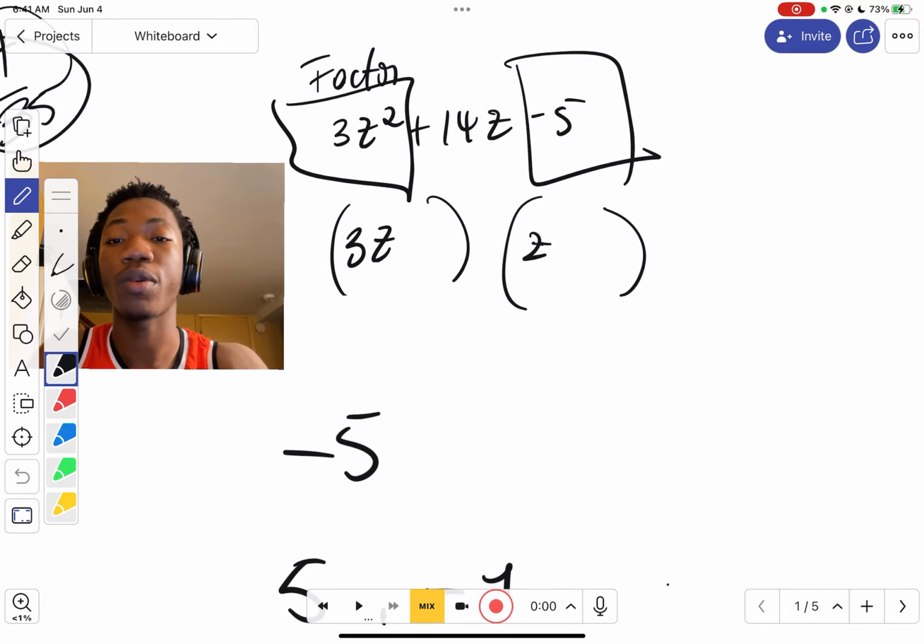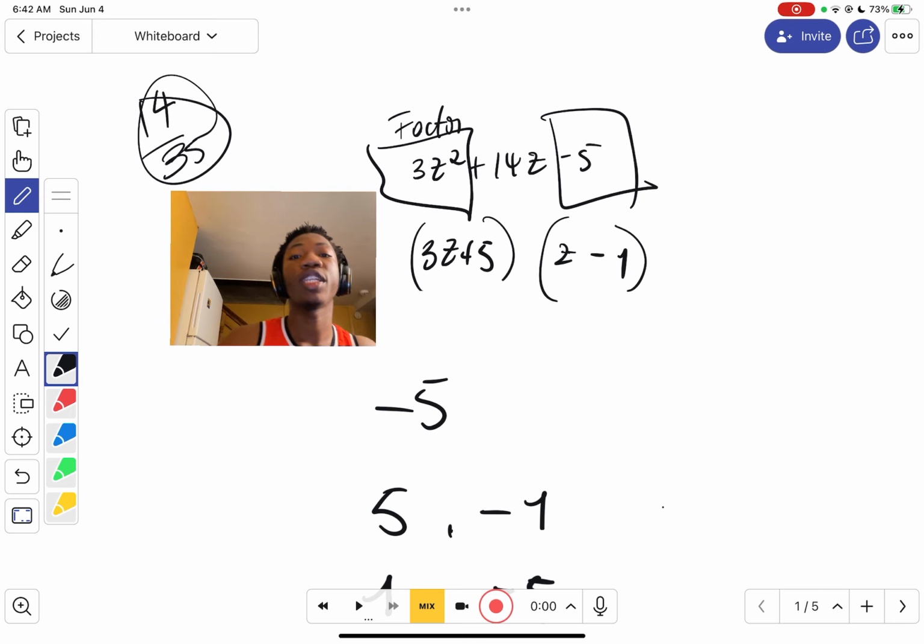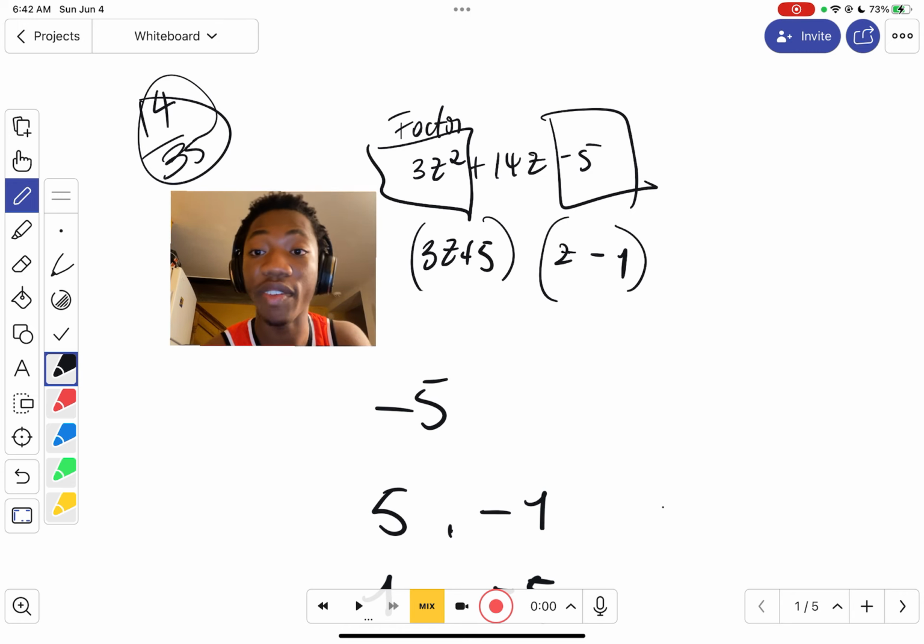So in the first one we can put plus 5 and -1. When you do +5 and -1, 5 times -1 is going to give you -5. Yes, it does give you -5, but how do you know that the numbers are the numbers that you should have been using? In order to know the numbers are the good numbers, you can use the in and out method that I showed you guys in the previous videos.